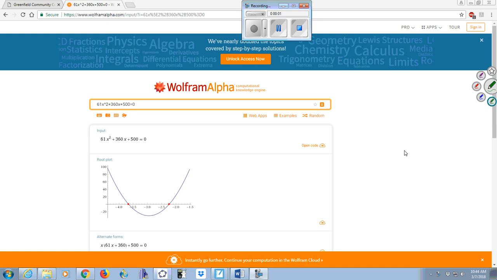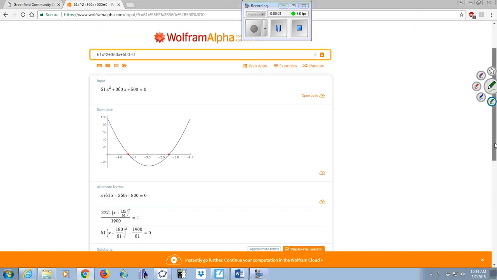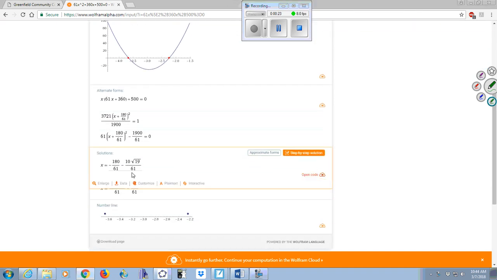Equation into Wolfram Alpha, it's saying where your two x values are, right? So this first one is between negative 2 and negative 2.5, and then between negative 3.5 and negative 4, you got a ballpark figure. But if you scroll down, it's going to give you the x values right here. Here are your two x values. So you just throw these in your calculator and you get an approximate answer. You get your two values for x.